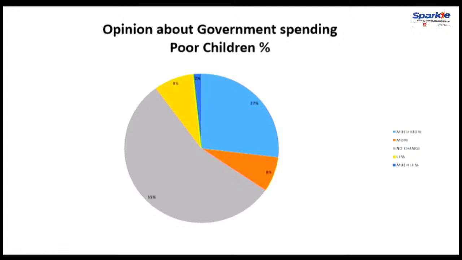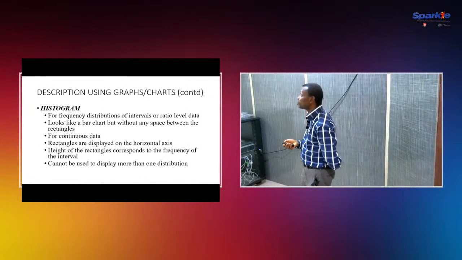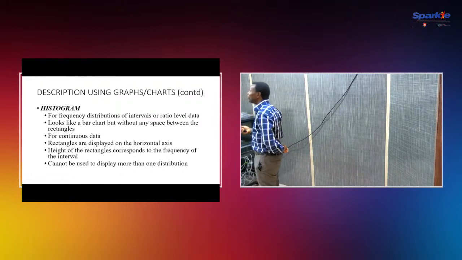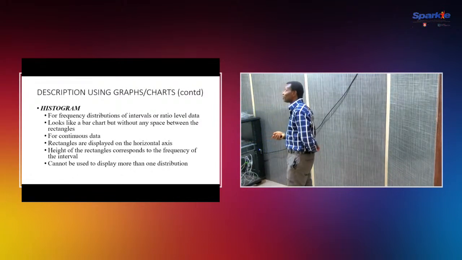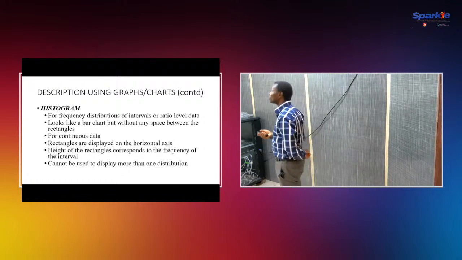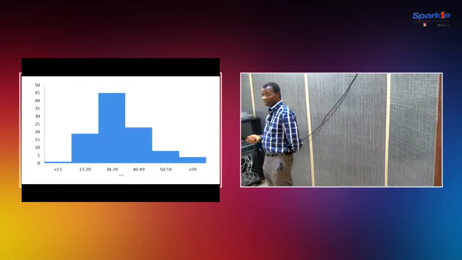Okay? Opinion about government spending. Poor children. And this is their responses: more, no change, less, much less. Histogram for frequency distributions of interval or ratio level data looks like a bar chart, but without any space between the rectangles for continuous data. Rectangles are displayed on the horizontal axis. Height of the rectangles corresponds to the frequency of the interval. Cannot be used to display more than one distribution. That's what we're talking about.